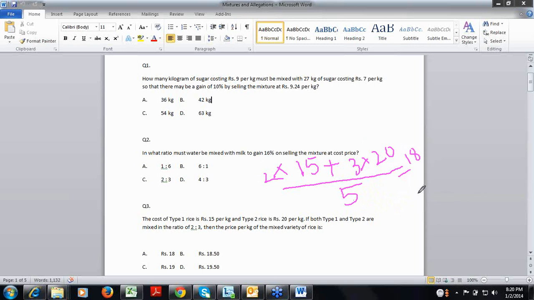Now you'll ask how fast we can do it easily. See, this is 2 plus 3, 5. This is 15, this is 20, both are multiples of 5, so it will be 3 and 4. Now do it: 2 into 3 plus 4 into 3. It comes out to be 18. Easily you can get it. We have option 18, option A. We'll go ahead and mark this.